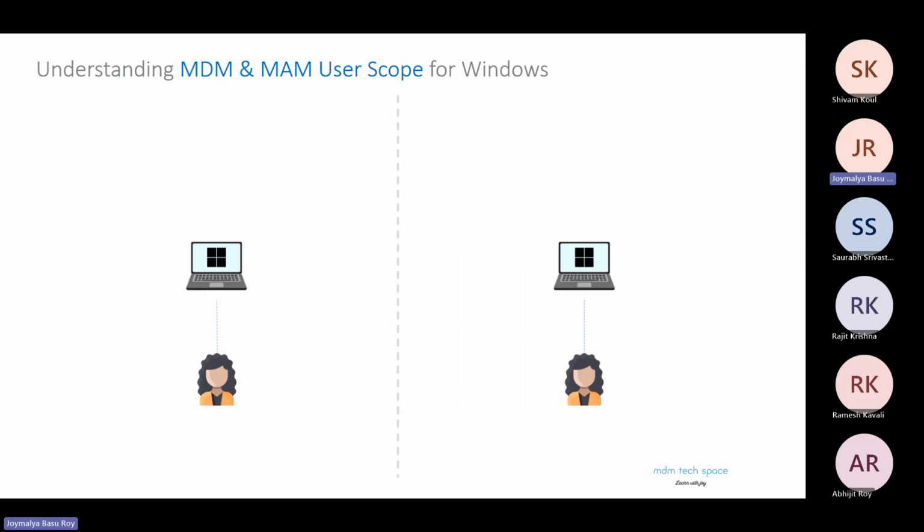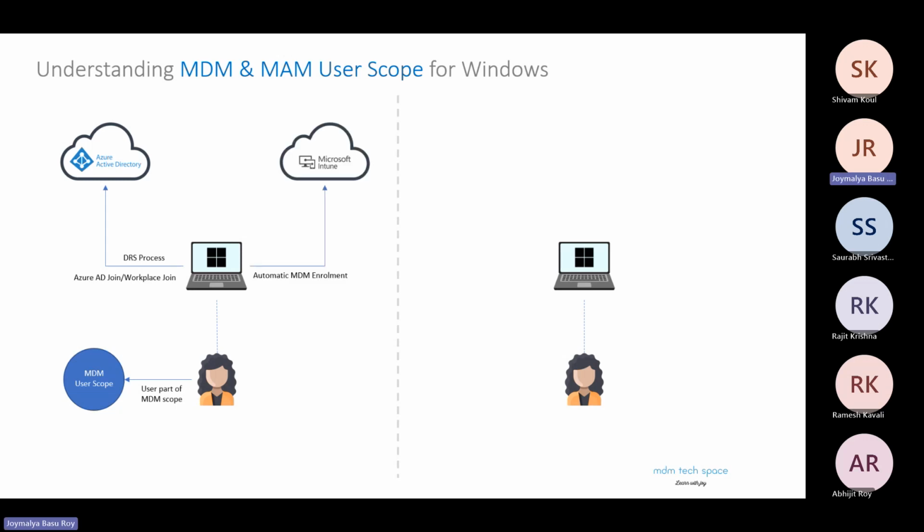So now we will go into understanding the MDM and the MAM user scope. We consider that the user is part of the MDM scope that we have configured. So when the user goes for the device registration process, the access token that it gets back will contain the MDM enrollment URL. That is why the device will also get automatic MDM enrollment to the enrollment service that is configured. This is how the MDM user scope works.